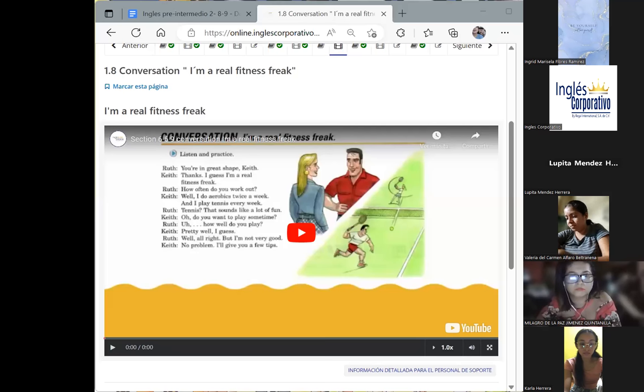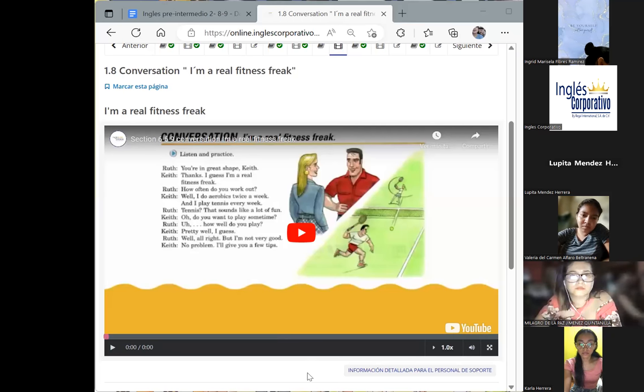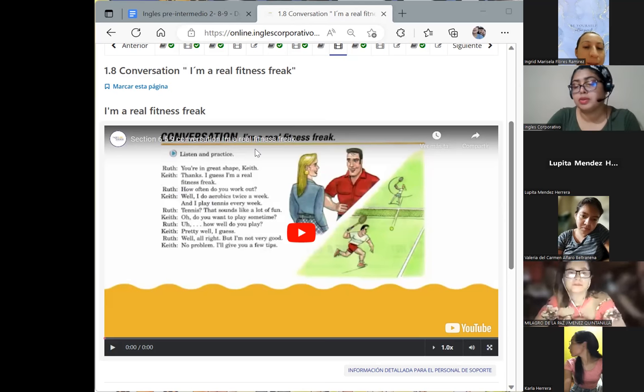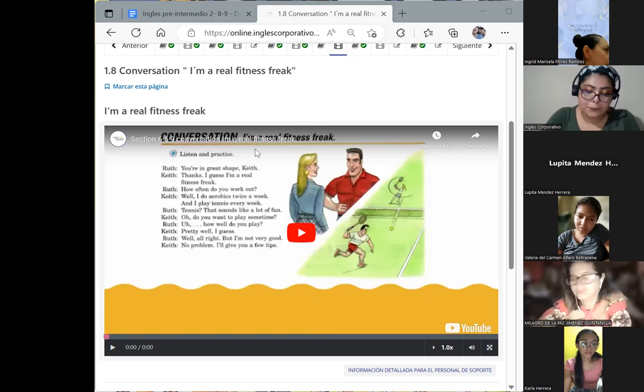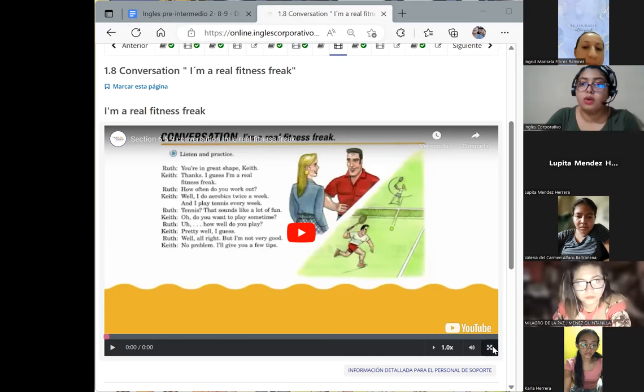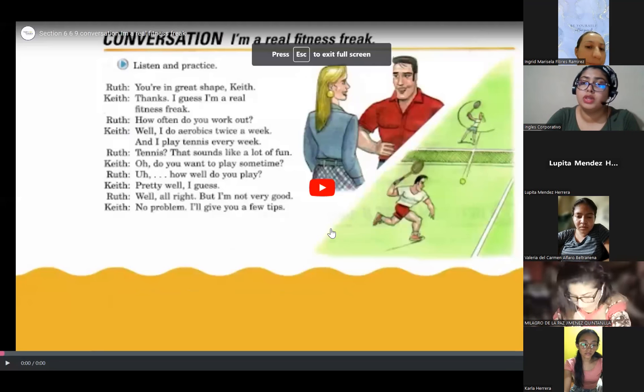Okay, we are going to see this conversation that is called "I am a real fitness freak." It's also related to the topic that we were developing yesterday, in which we were talking about exercise. So let's pay attention to the conversation and also to the phrases that we are going to listen to in this conversation.